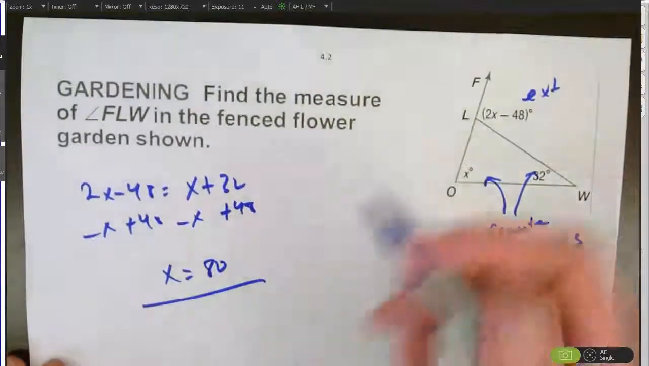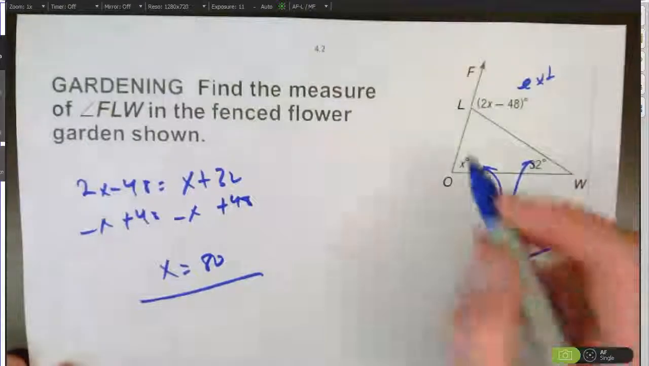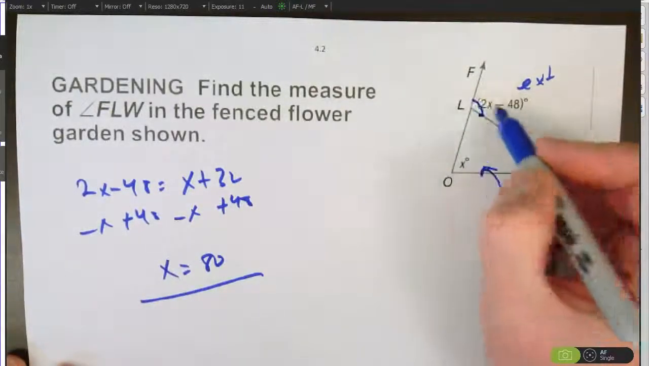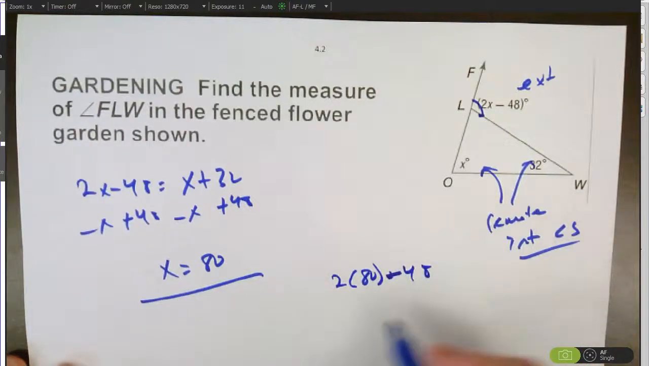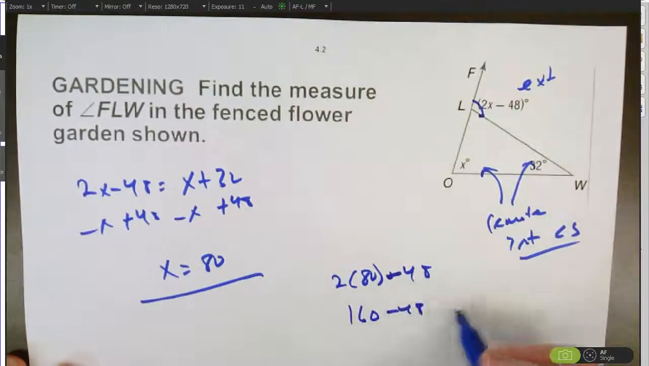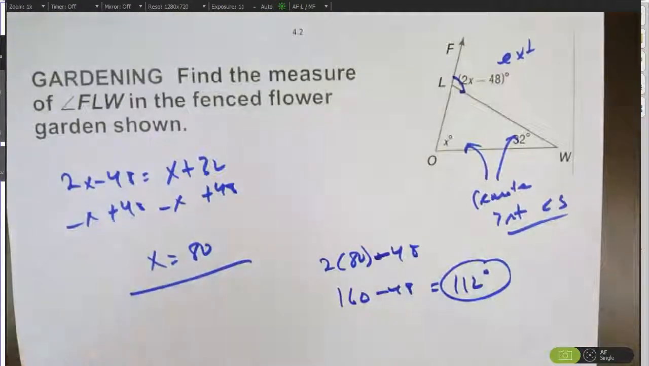Now the question is, what's the measure of angle FLW? Oh, well then plug in 80 for x in 2x minus 48. That gives us 160 minus 48, which gives us 112. So there it is, it measures 112 degrees.